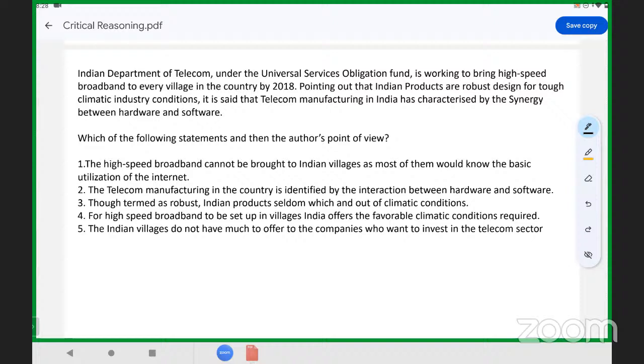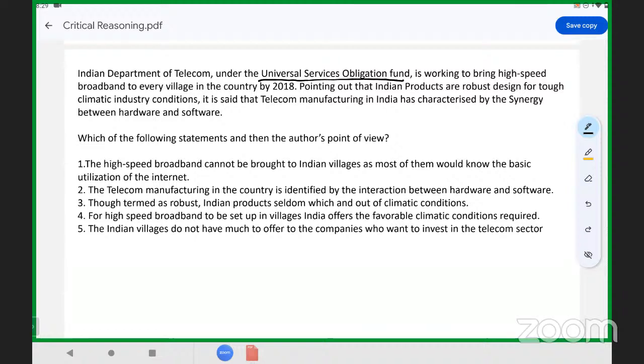Okay, so we'll start with this one. The Indian Department of Telecom, under the Universal Services Obligation Fund, is working to bring high-speed broadband to every village in the country by 2018. Now, pointing out that Indian products have robust design for tough climatic industry conditions, it is said that telecom manufacturing in India is characterized by the synergy between hardware and software.